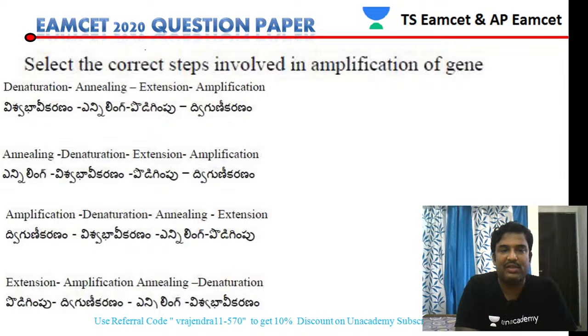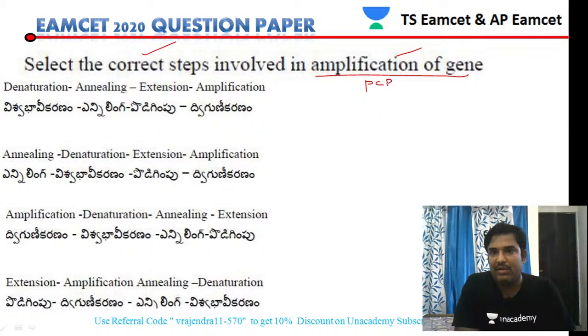Let us see the next question. Select the correct steps involved in the amplification of the gene. So the amplification of gene steps were given here. That method is called the PCR method.